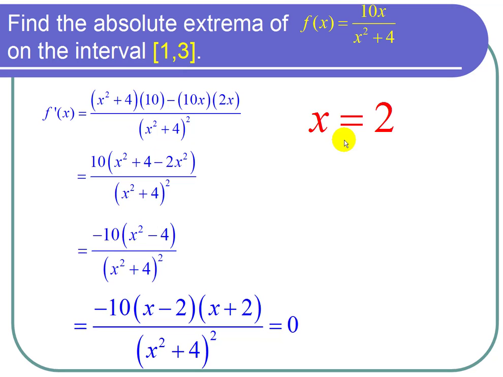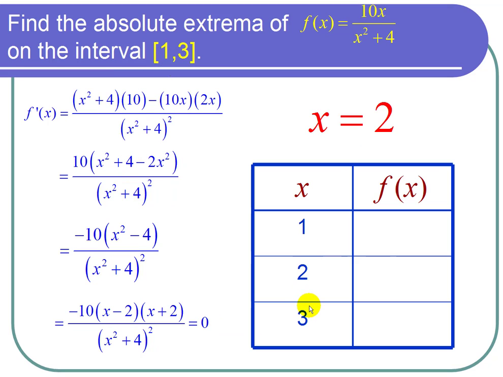So now I will construct a table that contains the endpoints 1 and 3 and the critical point 2. So there's my x values. Let's find the f of x values. That means first plug in 1 into our original f of x. 10 times 1 over 1 squared plus 4 is 2.